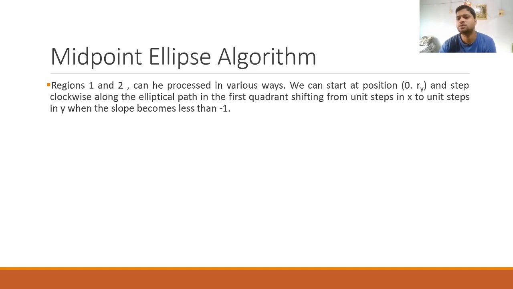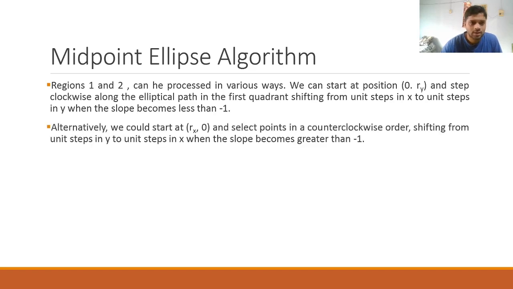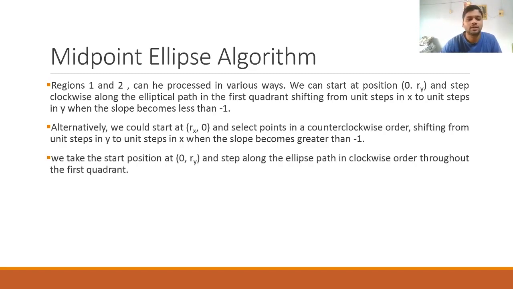We can start at position 0 comma ry as I said and step clockwise along the elliptical path in the first quadrant, shifting from unit steps in x to unit steps in y when the slope becomes less than -1. Alternatively, we could start at rx comma 0 and select points in counterclockwise order, shifting from unit steps in y to unit steps in x when the slope becomes greater than -1. We take the start position at 0 comma ry and step along the ellipse path in clockwise order throughout the first quadrant. That is what we are going to do, and this is the equation which we have rewritten.